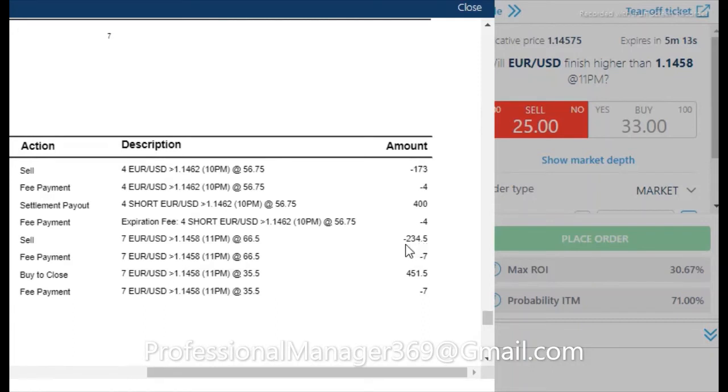Here I invested $234 on 7 contracts. Before expiry, I closed the 7 contracts at $451. That means nearly $217 profit here. Here $217 profit and here $227 profit. That means nearly $450 profit we made on a $2000 binary account.